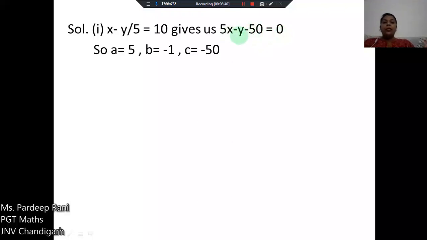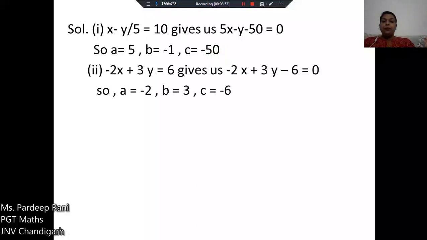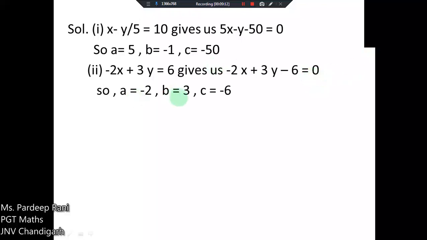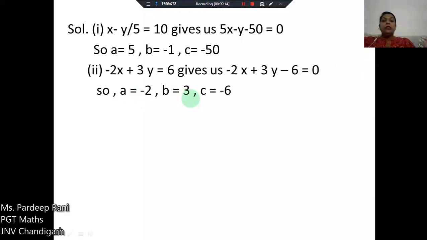Now on comparing this equation with the standard form of the equation of a line, we get a is equal to 5, b is equal to minus 1 and c is equal to minus 50. Next equation is minus 2x plus 3y equal to 6, which gives us minus 2x plus 3y minus 6 equal to 0. So a is equal to minus 2, b is equal to 3, c is equal to minus 6.